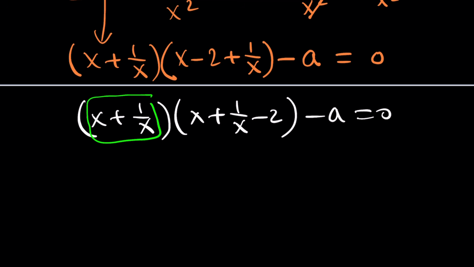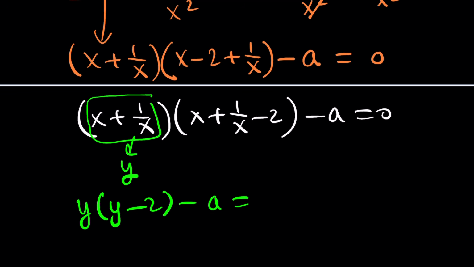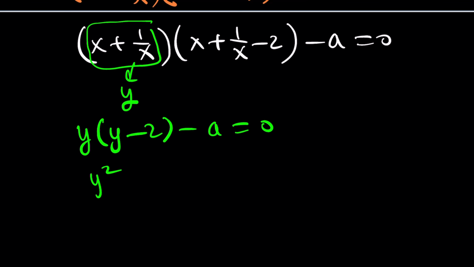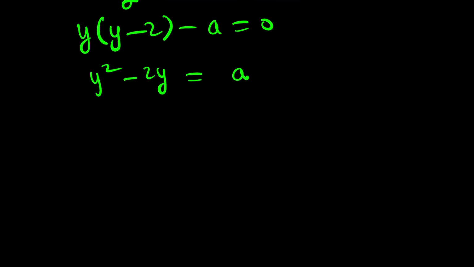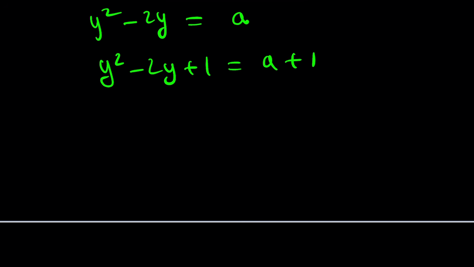Now, notice that x plus 1 over x shows up. So we're going to call this y. And now you have y times y minus 2 minus a equals 0. Or y squared minus 2y equals a. And guess what? You can add 1 to both sides to complete the square. That's going to be a really nice perfect square. And you can definitely solve this equation for y. Let's do it. y minus 1 quantity squared is equal to a plus 1.